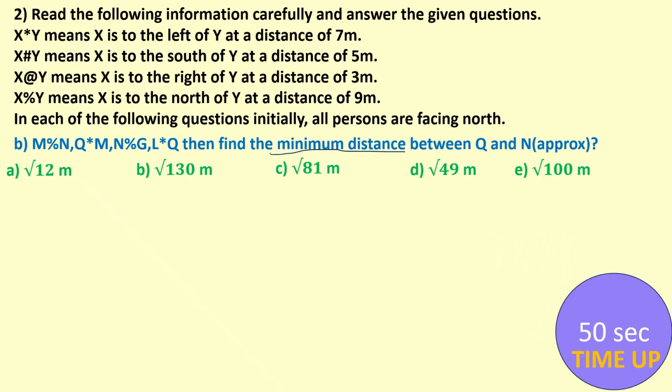Okay, time up students. Now what is the expression given to you? This is the expression given to you. M% N means M is to the north of N, correct? At a distance of 9 meter. M is to the north of N at a distance of 9 meter.